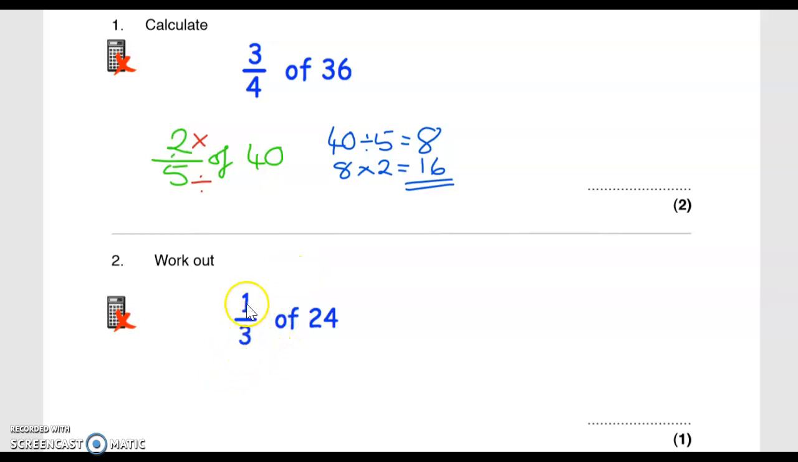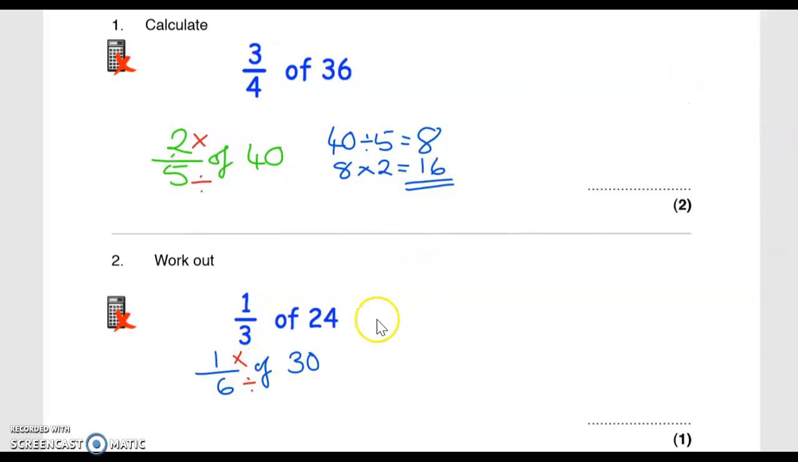Similarly with this one, where you have a 1 at the top, let's say we're working out 1/6 of 30. Again, we're doing the same thing as we did with the first one. We're dividing by the bottom and timesing by the top. Let's do it.